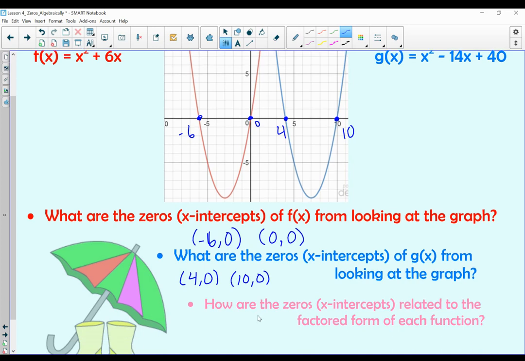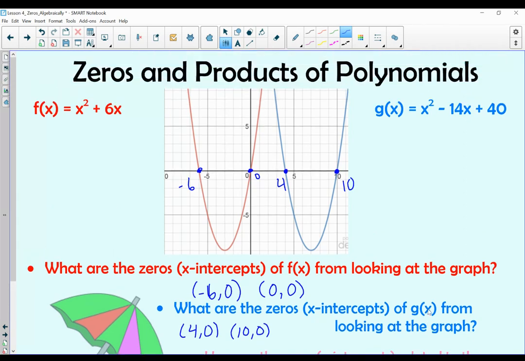Now it says, how are the zeros, or the x-intercepts, related to the factored form of each function? Well, I don't know the answer to that because neither of these are factored, so we've got to factor them. If I factor this, it's a GCF problem. So I factor out the greatest common factor, which is x. And when I divide that out, I get x plus 6. We could double check that through distribution to make sure we get x squared plus 6x back.